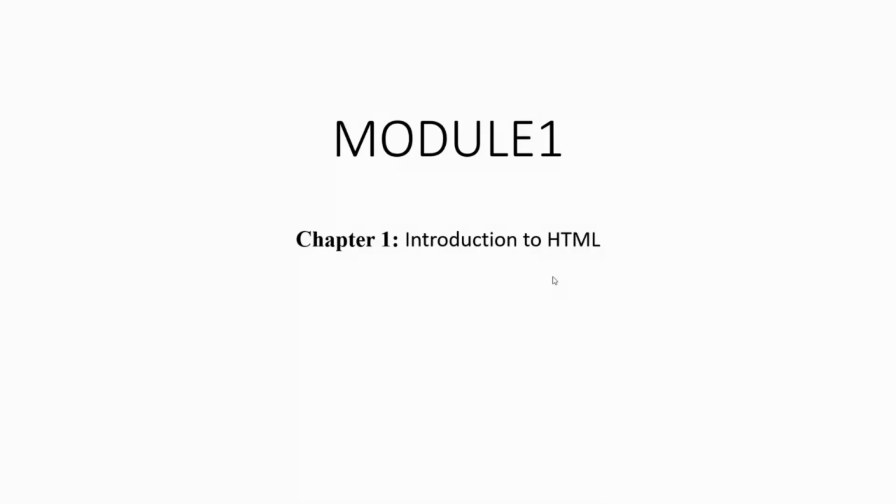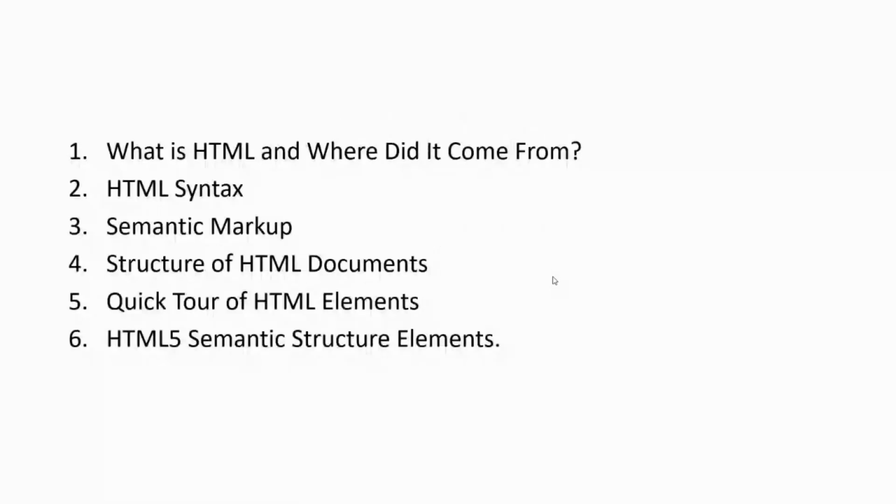Coming to the first module, we'll see what contents we have in this chapter. The first concepts in chapter 1 are what HTML is and where it came from. Then the syntax for HTML, semantic markup languages, the structure of an HTML document, a quick tour of HTML elements, and HTML5 semantic structure elements. So we are coming to the first topic, that is, what is HTML.